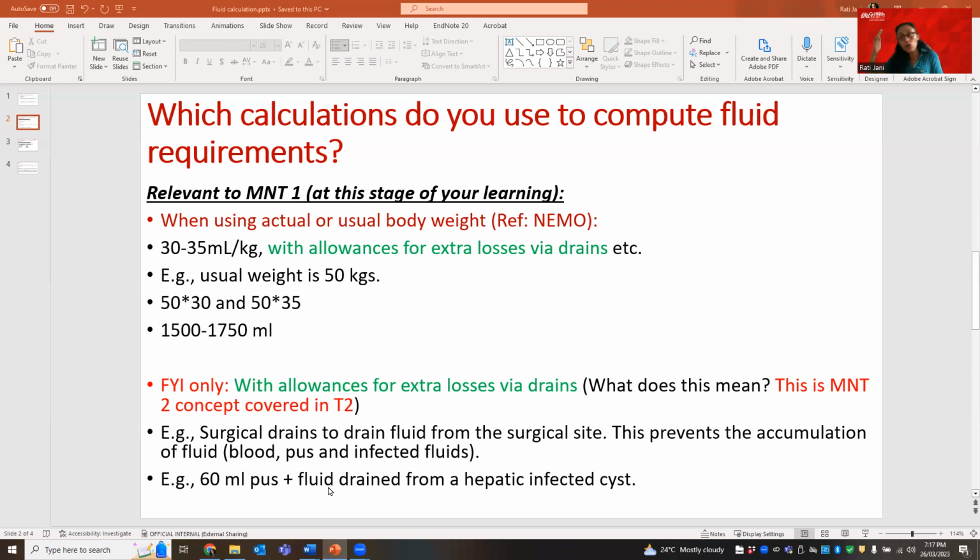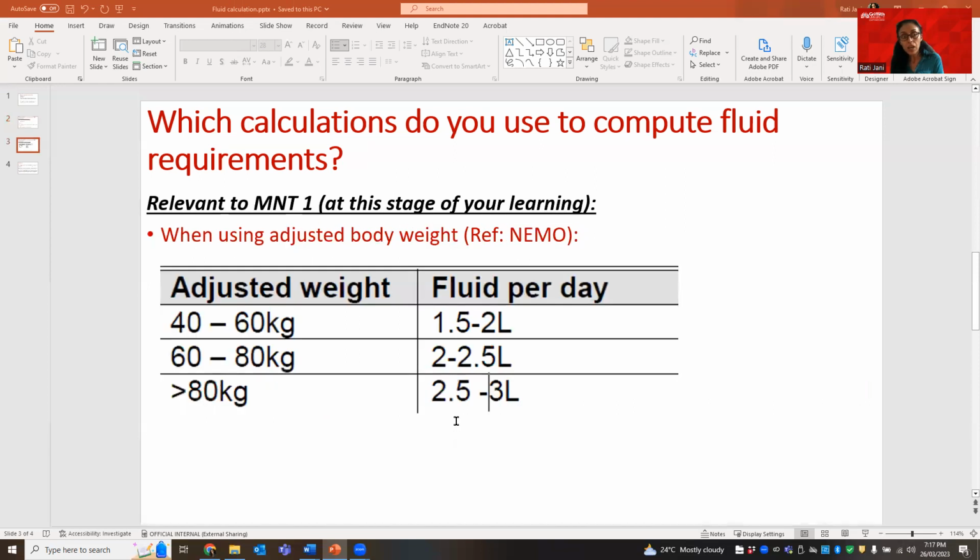Okay. So you have to account for that 60 ml over and above this is what it means. Okay. So it is say 30 to 35 ml per kg plus whatever drainages have been happening. Okay. So this is an example of what it means. For example, extra losses via the body. Okay. Extra fluid losses via the body. Okay. So again, this is a complex level learning, higher level learning, not covered in MNT1 at this stage. You will be exposed to this more systematically in the future trimesters. But I hope this makes sense.